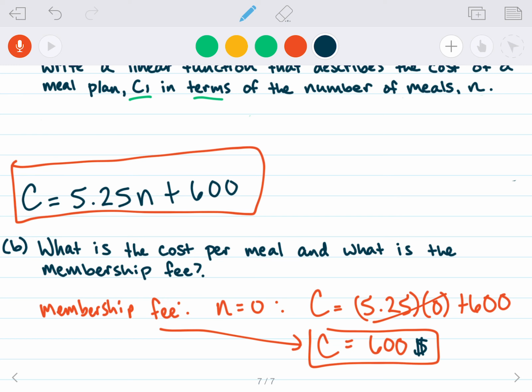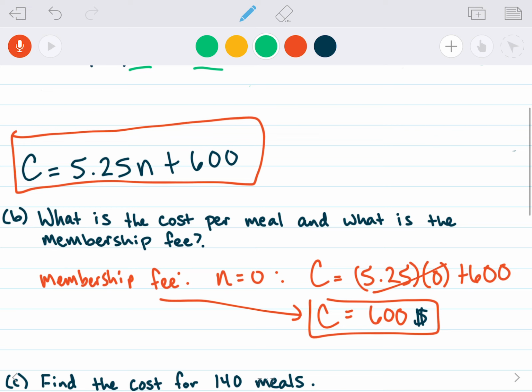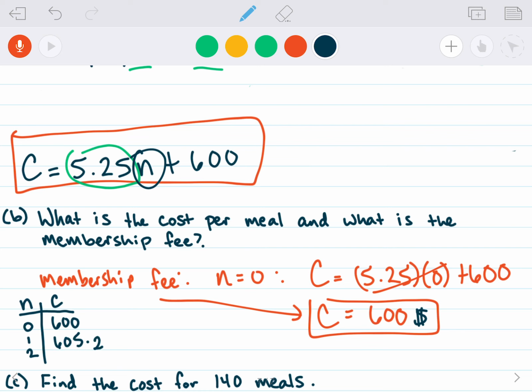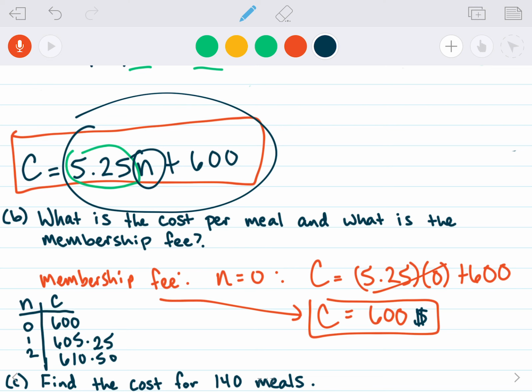And what is the cost per meal? Well, that's going to be the slope, right? I mean, you could make a table if you wanted to see it. We have n and c, 0, 1, 2. If I plug in 0 for n, I get the 600 for c. If I plug in 1 for n, I get 600 plus 5.25. So that's 605.25. And if I plug in 2 for n into this function right here, I get 610.50. So this is the cost of two meals.